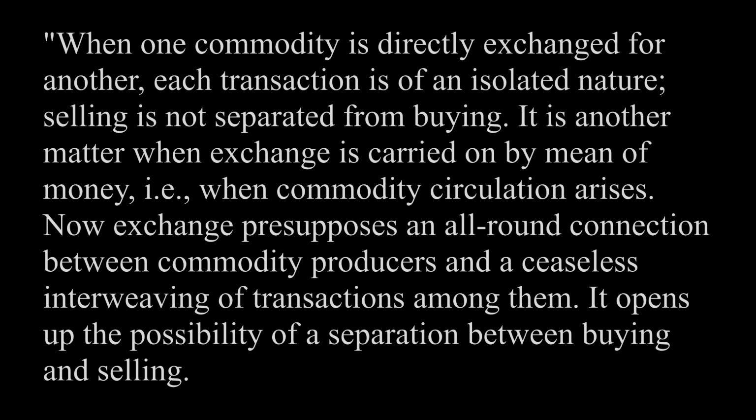In the past, they used to be one because there was only barter, direct exchange of one commodity to another commodity. But now there is also money, and this heralds the development of the contradictions of commodity production, the fact that selling and buying become separate from one another. The textbook says, when one commodity is directly exchanged for another, each transaction is of an isolated nature. Selling is not separate from buying.